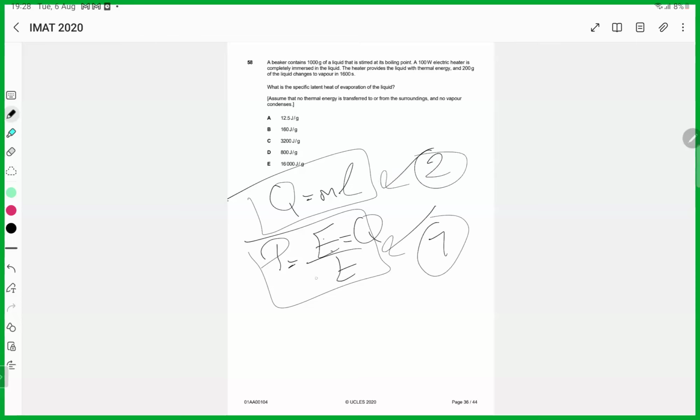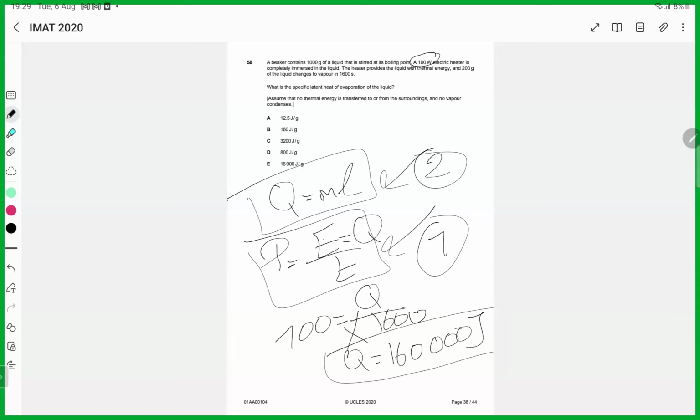So power, which is the watts, is 100. So 100 equals Q over 1600. So Q equals 160,000 joules, because it's the energy. And then we have to find the latent heat. So by the crisscross or by the triangle formula, L equals Q over M. Q, we already have it. It's here, 160,000.